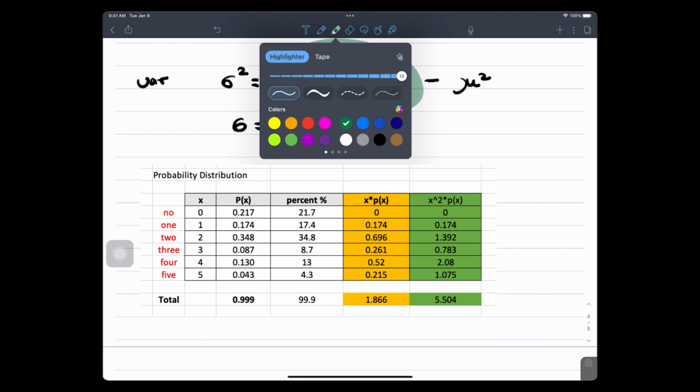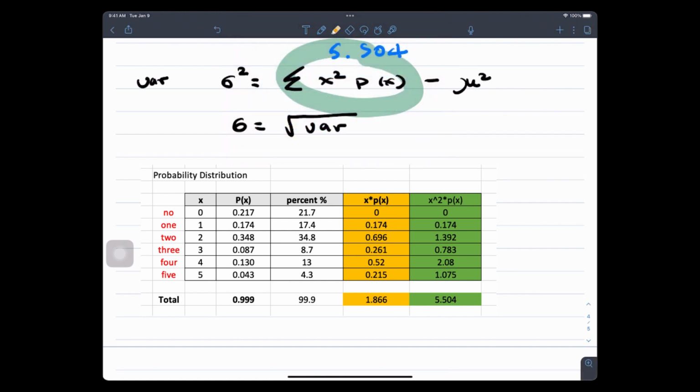Do you guys happen to know what mu is? Oh, what color did we use there? I guess it's orange in this picture. This is mu. That is the sum of X P of X. What number is that? Did you guys see the number? What number is that? That's mu. This is 1.866. Okay? Now that is mu.